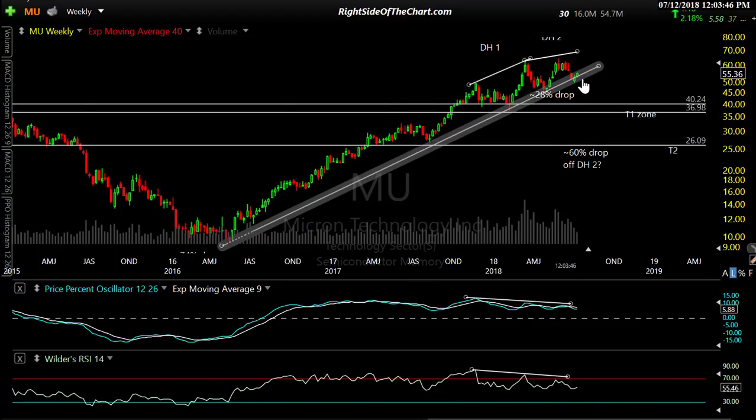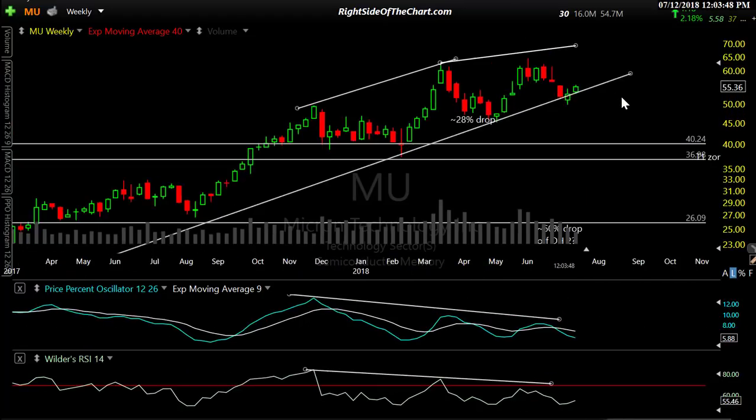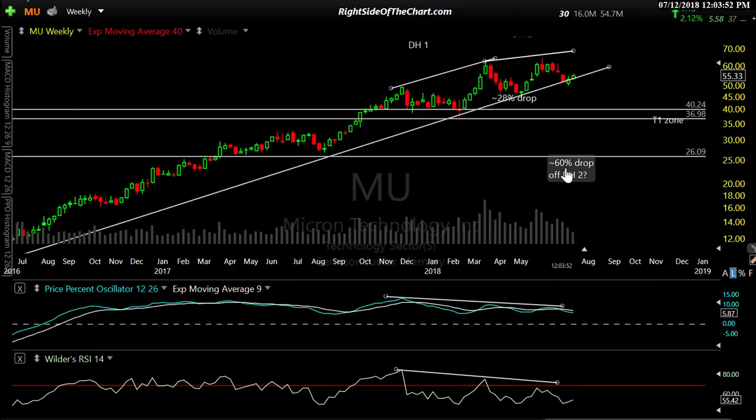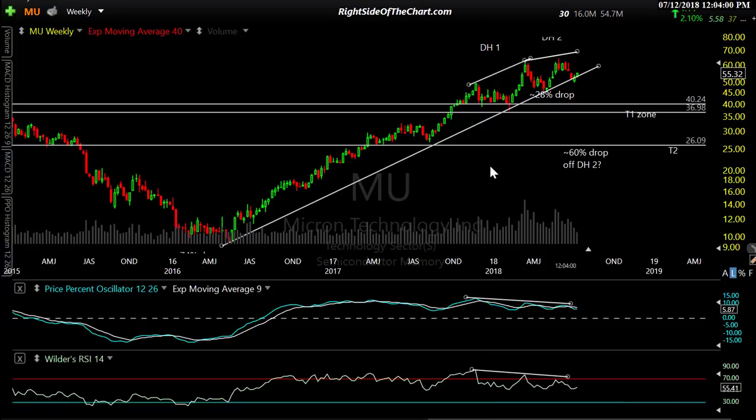So Micron needs to print a weekly close below there, and then it's headed down to my first target zone, which you can see right here. You can see I predicted, I guess, a few weeks back, a 60% drop if it hits this target, which I think it will before all said and done, down around 26.